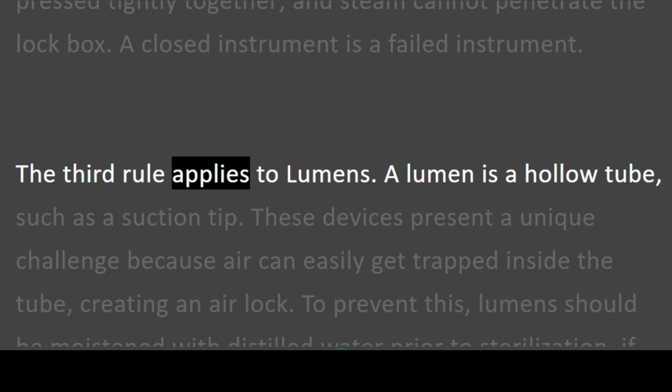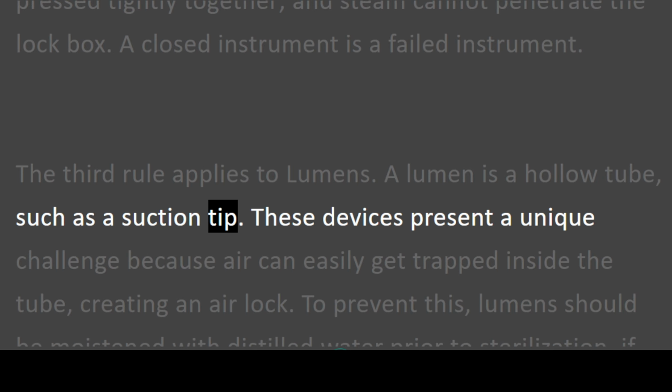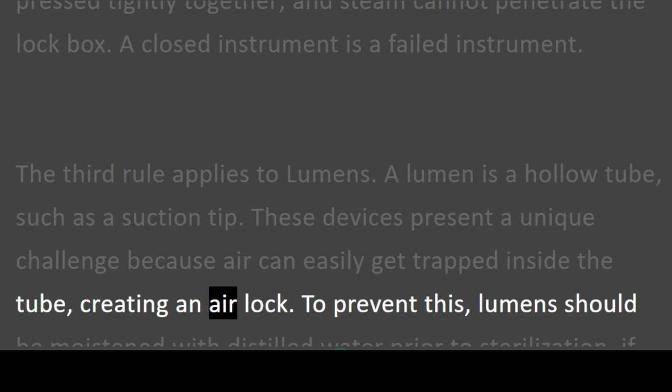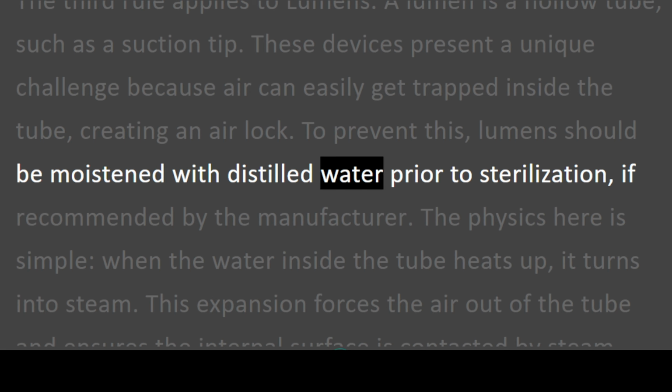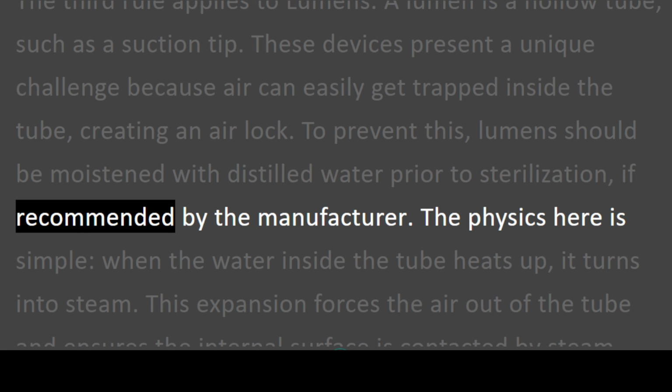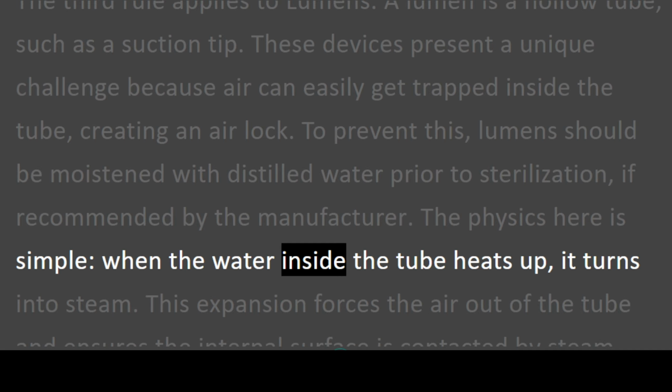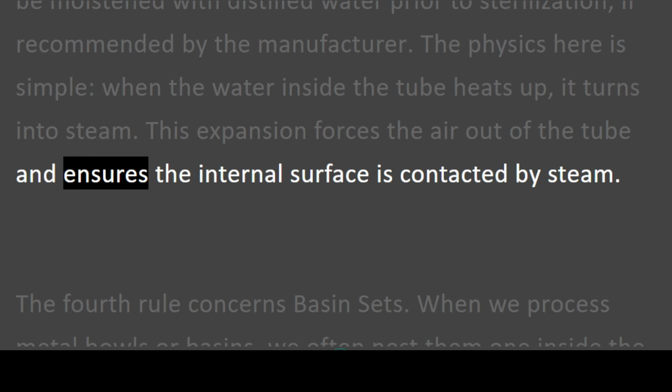The third rule applies to lumens. A lumen is a hollow tube, such as a suction tip. These devices present a unique challenge because air can easily get trapped inside the tube, creating an airlock. To prevent this, lumens should be moistened with distilled water prior to sterilization, if recommended by the manufacturer. The physics here is simple. When the water inside the tube heats up, it turns into steam. This expansion forces the air out of the tube and ensures the internal surface is contacted by steam.